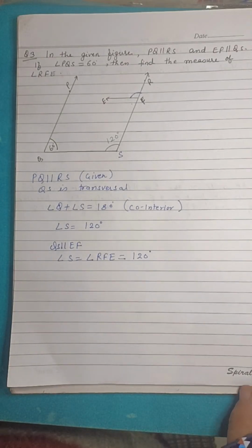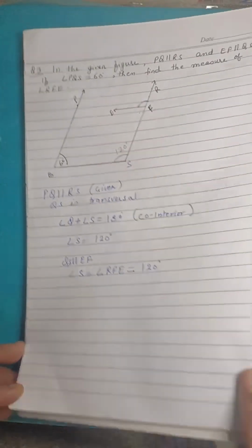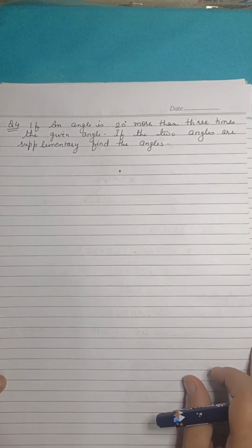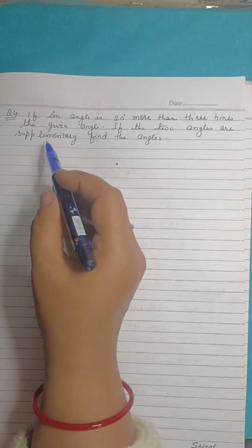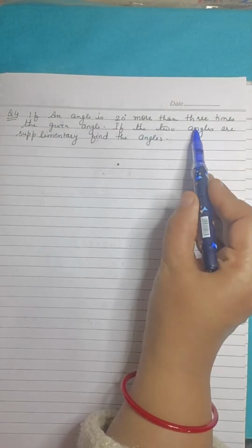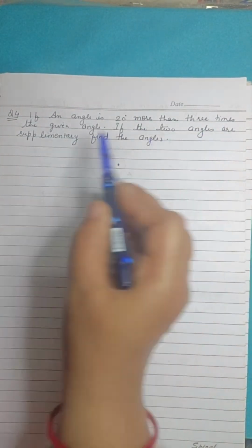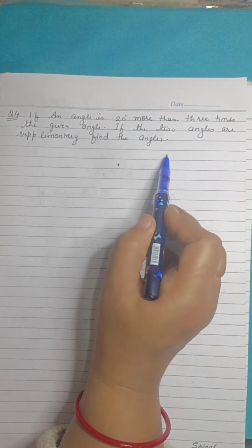So now more questions are to be done. Let us move to the next question. The question says, if an angle is 20 degrees more than 3 times the given angle, and the two angles are supplementary, find the angles.